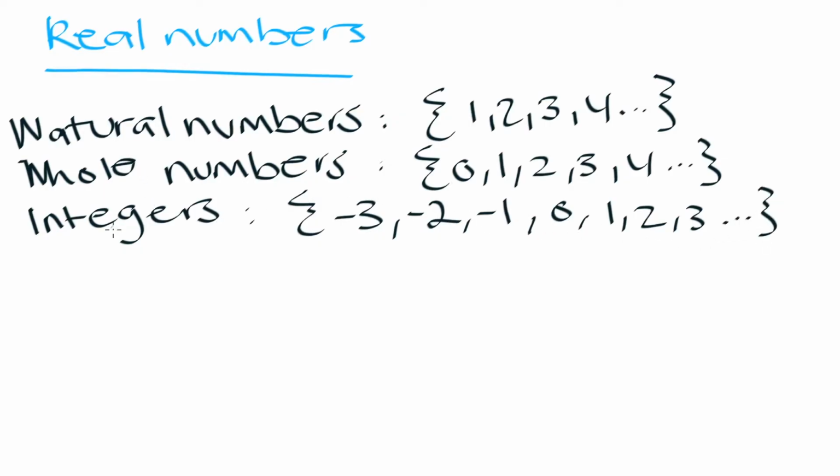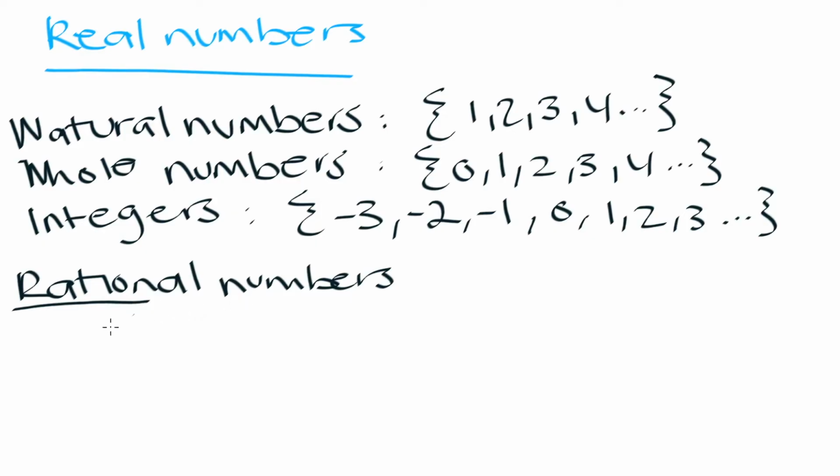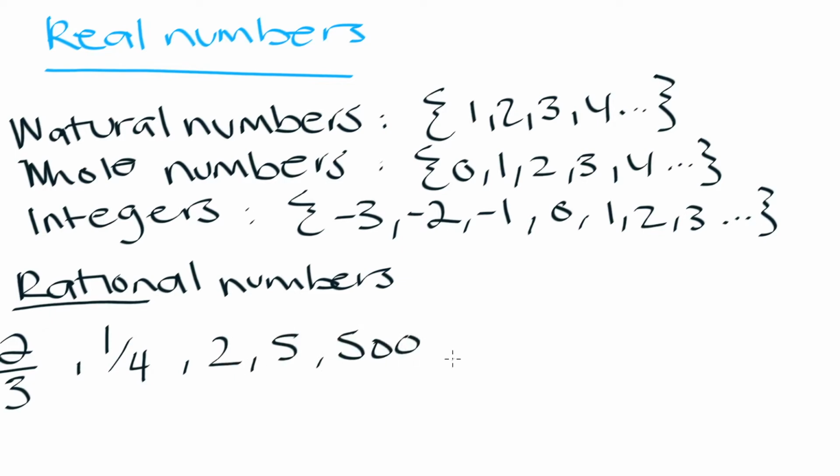And natural numbers, whole numbers, and integers are all examples of rational numbers. And rational numbers are going to include integers as well as numbers that can be expressed as ratios of integers. In other words, fractions. So we can have things like 2/3, 1/4, 2, 5, 500. These are all rational numbers. Similarly, something that looks like this, 0.333 recurring, this is a rational number that we can recognize as 1/3.